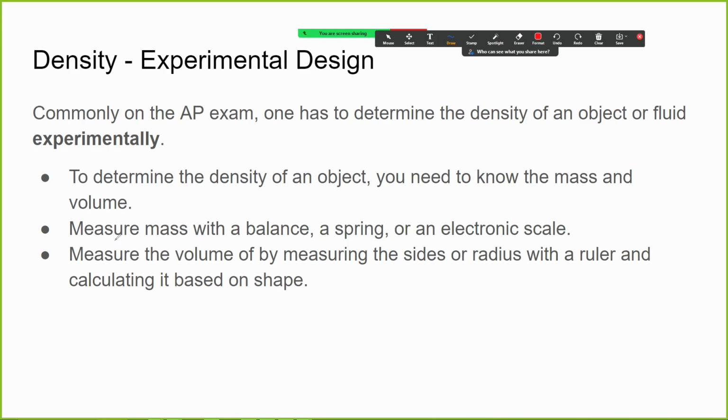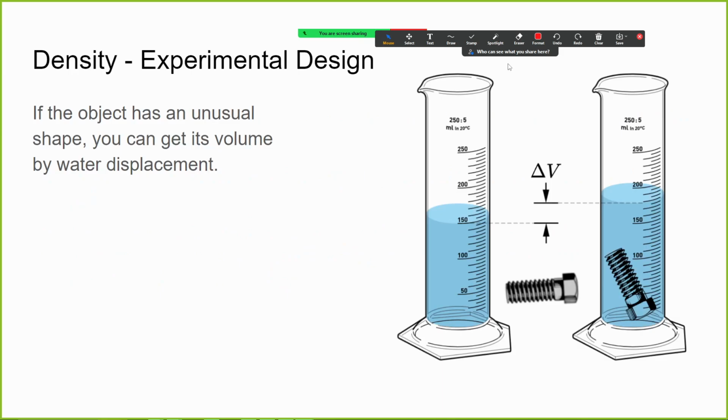That's going to be a bit different when we talk in terms of thermodynamics in our next unit, but for the most part right now, as far as figuring out density goes, mass over volume is going to be your friend. We measure mass with a balance, a spring scale, or an electronic scale, as you've all learned in AP1. And you're going to measure the volume by measuring the sides or the radius with a ruler and calculating based on its shape. Okay? So that's how we measure the volume of the particular thing. However, we do know that not everything has a nice shape that we're able to calculate the volume of, okay? However, you can get its volume by water displacement.